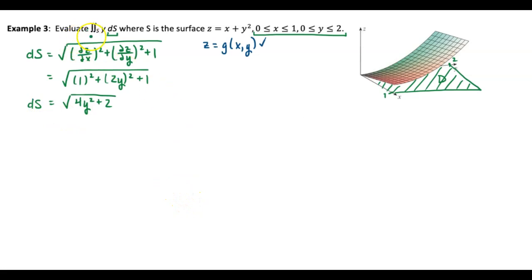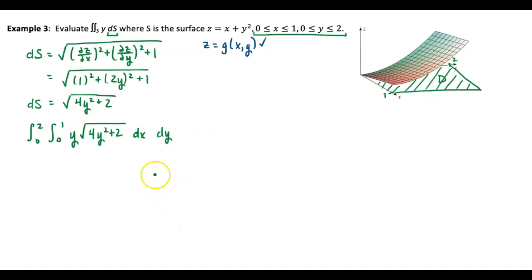And so now we can rewrite this integral. Now, is y in terms of x and y? Kind of a weird question, but yes, it is. We don't have any z's in here. y is in terms of x and y, and so we can leave that y as is. I'm adding my dS of the square root of 4y squared plus 2. And I know my bounds go from x being from 0 to 1 and y going from 0 to 2.